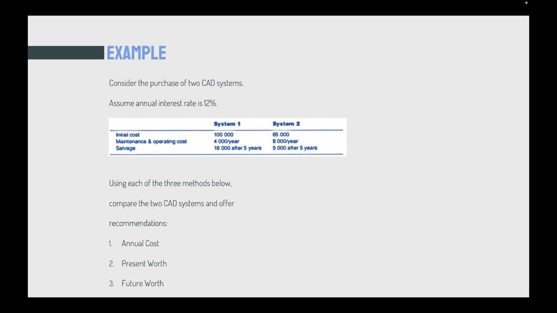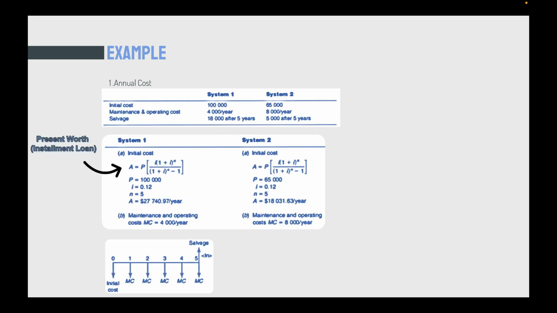Now, if you want to compare the annual cost for System 1 and System 2, of course you're going to know the initial cost, that's what you're paying. Maintenance and operating cost, you're paying 4,000 per year. And you're getting back your salvage, so you need to know the annual cost. How would we do that? Using our installment loan equation. I called it out for you so that you won't be confused. So that's the equation for the installment loan. We're going to use that.